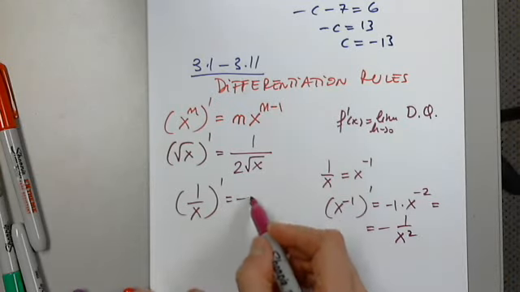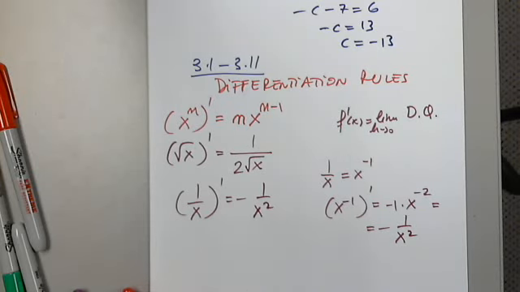That's it. So we do have to commit this to memory as well. It will come in very handy, especially when we get to integration. Going backwards, in other words. Okay?